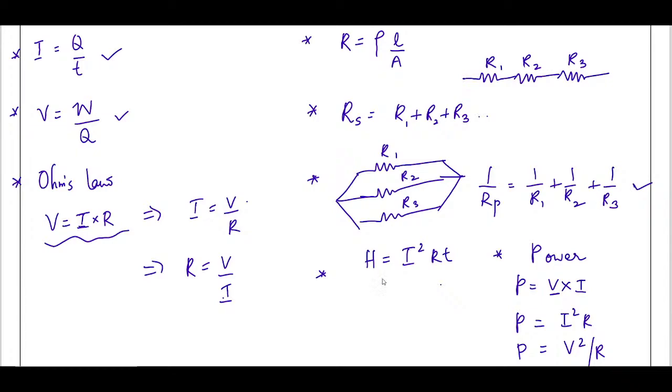H equals I square RT. That is, heat generated in the conductor is directly proportional to square of the current and also resistance and time. This is what Joule's law. And power P equals V into I, or I square R, or V square by R. Students, if you solve the problem, you'll definitely understand all this. Make a note of all these formulas.